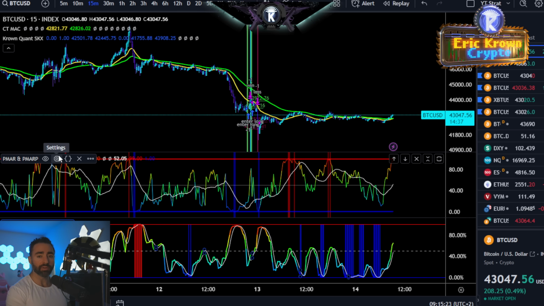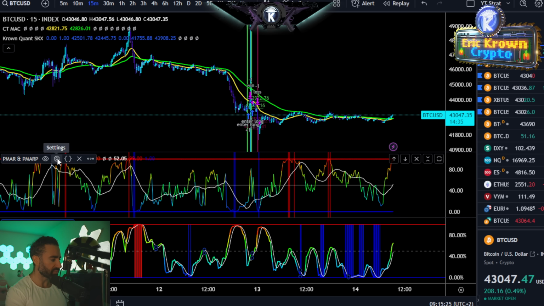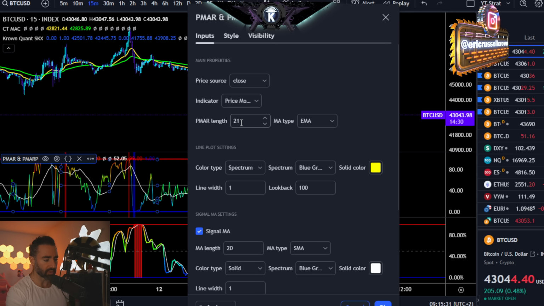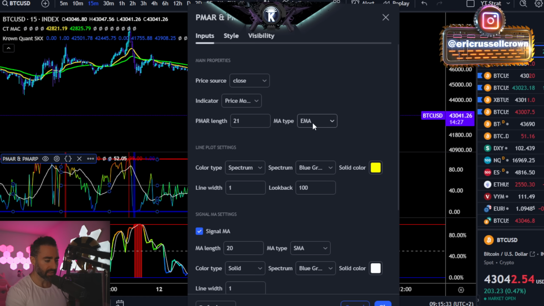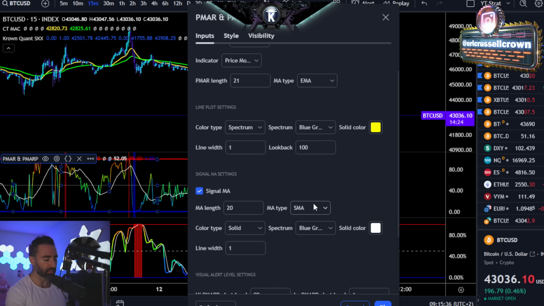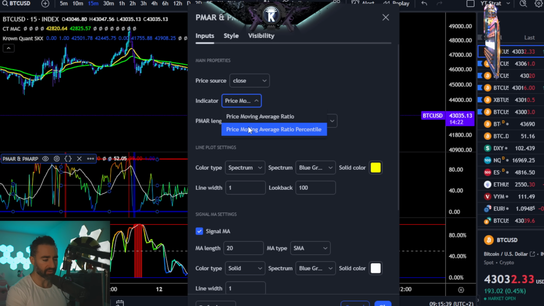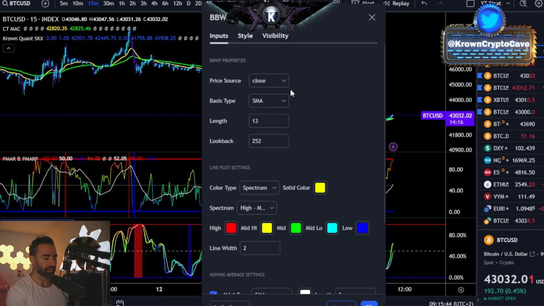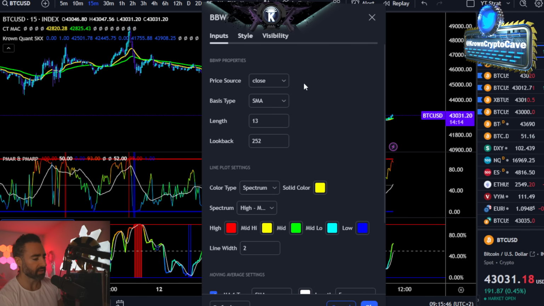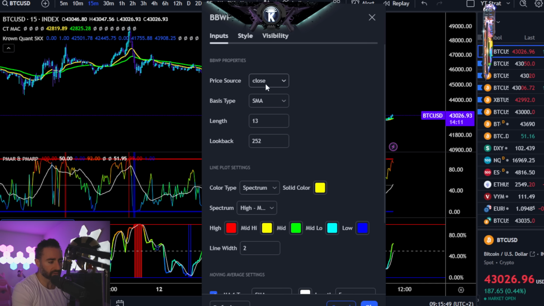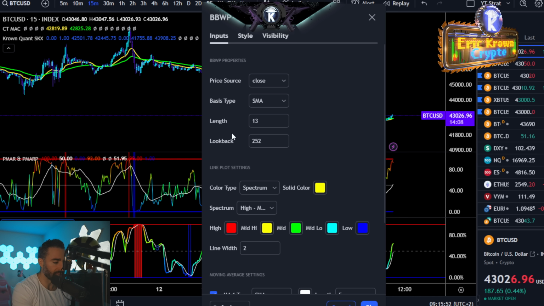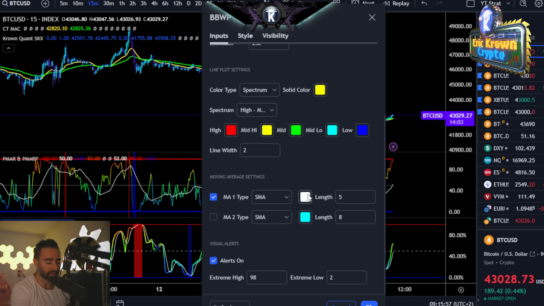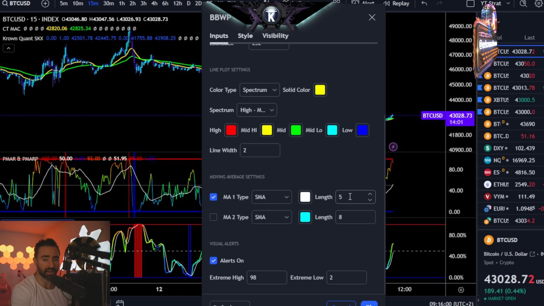All right, so first things first, settings for these indicators specific to the strategy. The PMARP, we want to have a PMAR length of 21, an MA type of EMA, and then for the signal moving average, we want to have a 20 simple moving average, and also just make sure that this is PMARP right here as well. That's it. And then for BBWP, I believe these are default settings, by the way, but just to ensure that everything's correct: price source close, basis type SMA, length 13, look back 252, and a simple moving average type, with a simple moving average length of 5 right here.